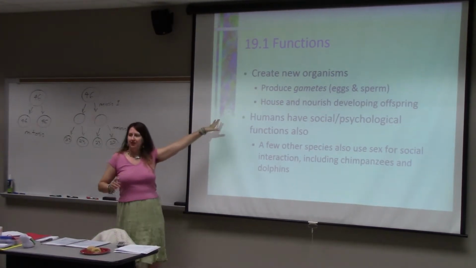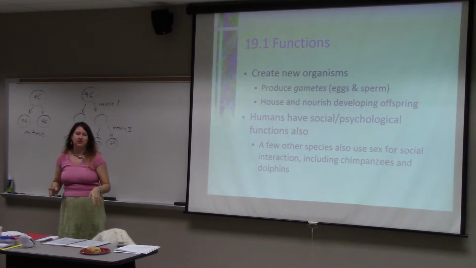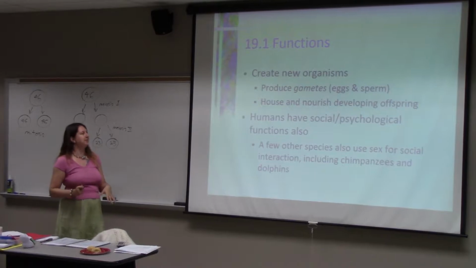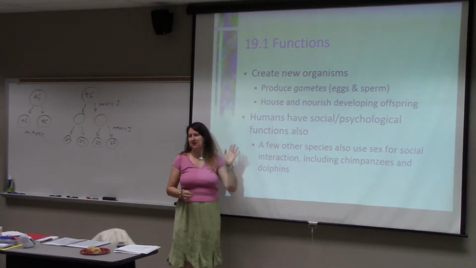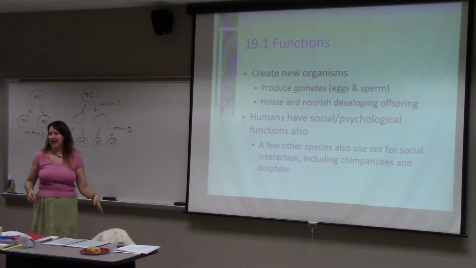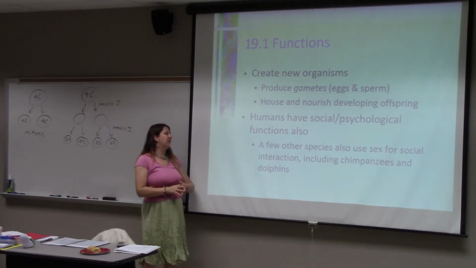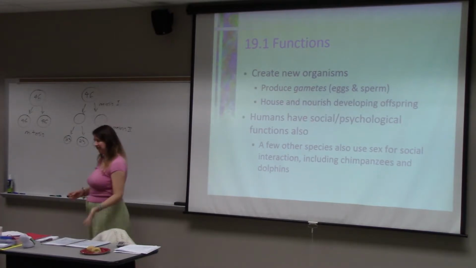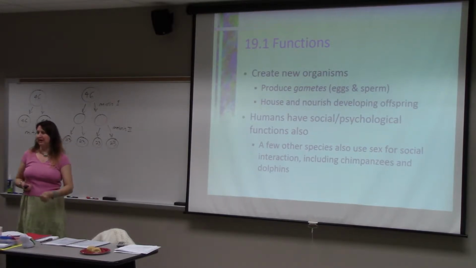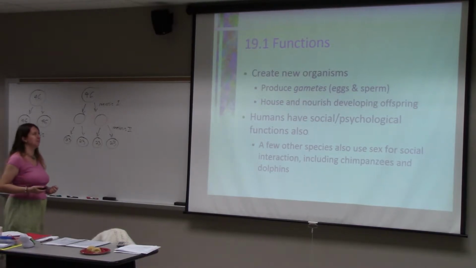Okay, so functions of the reproductive systems: create new organisms, which it does mostly by producing gametes, the eggs and sperm, and then in some cases housing and nourishing the developing offspring. For humans, the females do that with gestation in the uterus and milk production. There are also social and psychological functions for the reproductive system in humans, our relatives, the chimpanzees and dolphins, where it's part of a relationship in some cases.